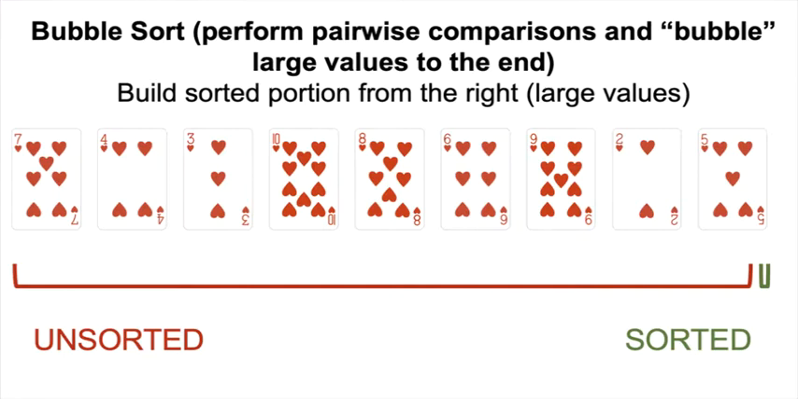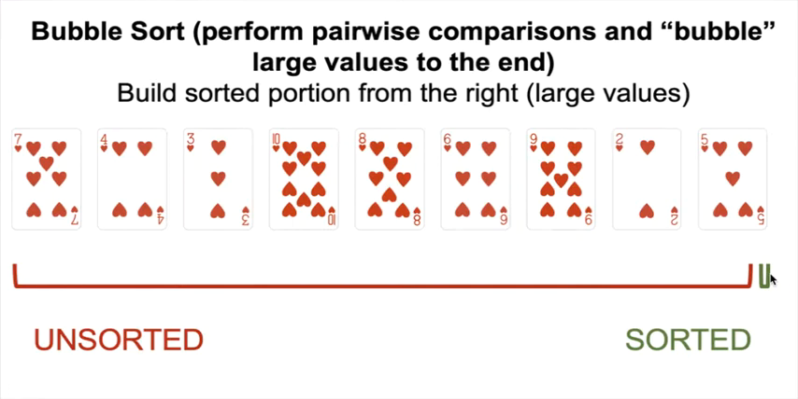So what I have here are 9 playing cards shuffled into a random order. And under the playing cards, I have 2 brackets. The first one is this red one, which denotes what portion of our array or our list of cards is unsorted. So right now, since I haven't started the bubble sort algorithm, the entire list of cards is unsorted. And then at the end here, I have a little green bracket, which is currently not pointing to any cards, which is going to be the sorted portion of the array.